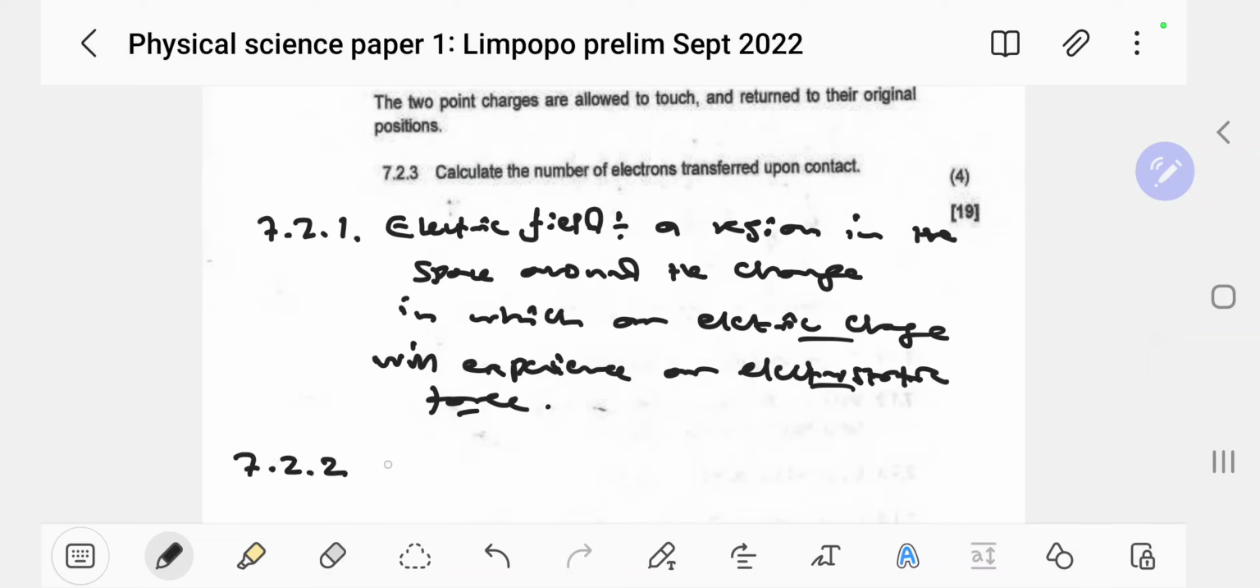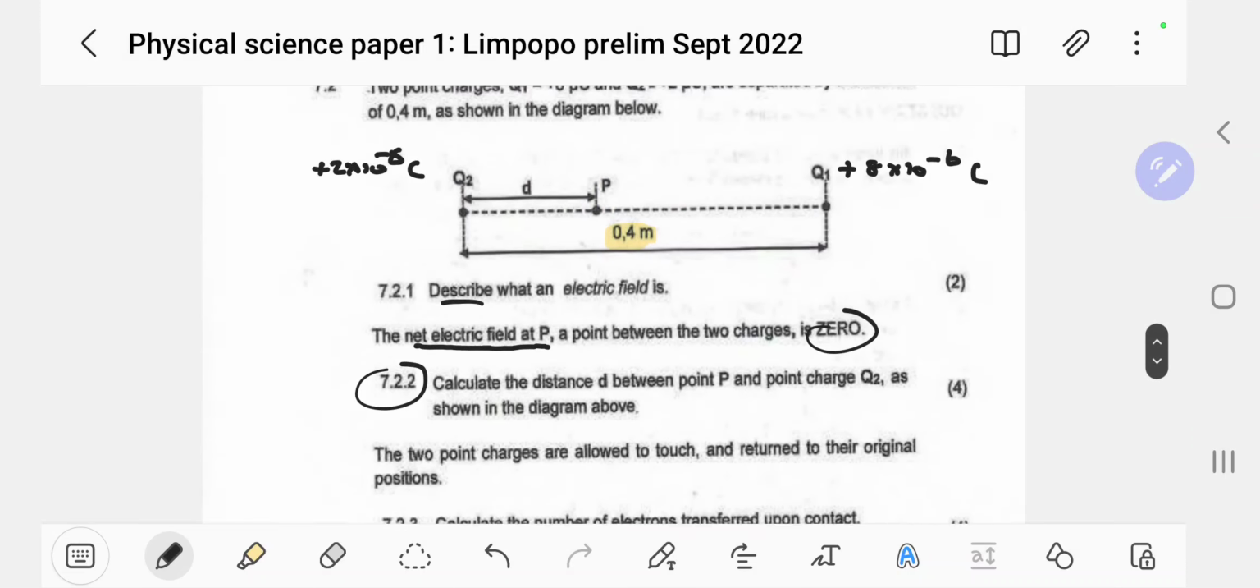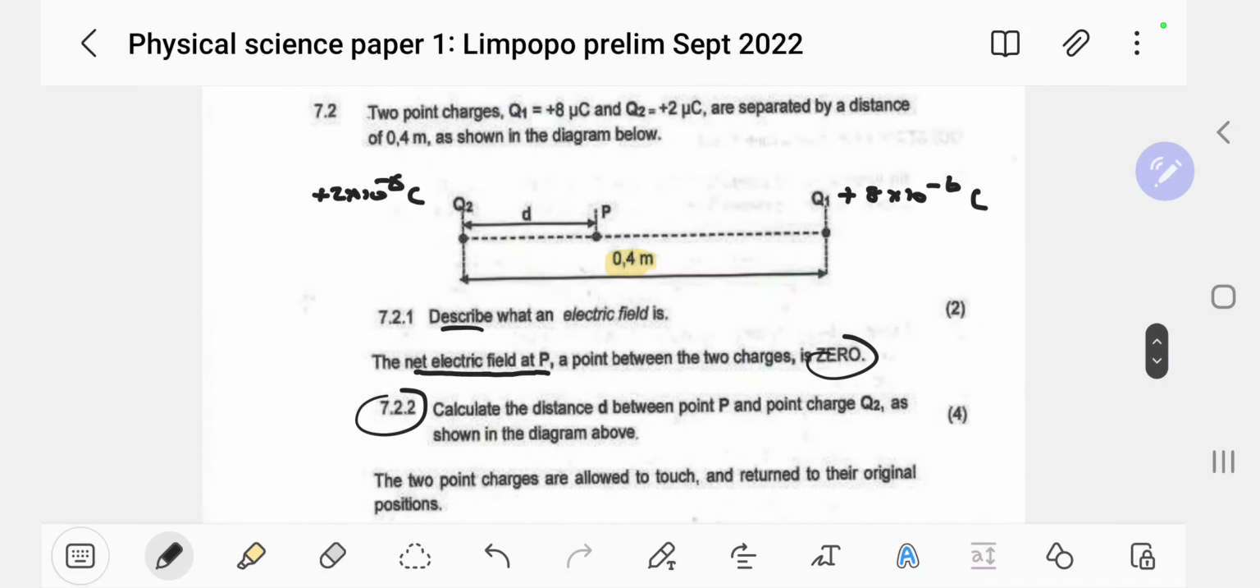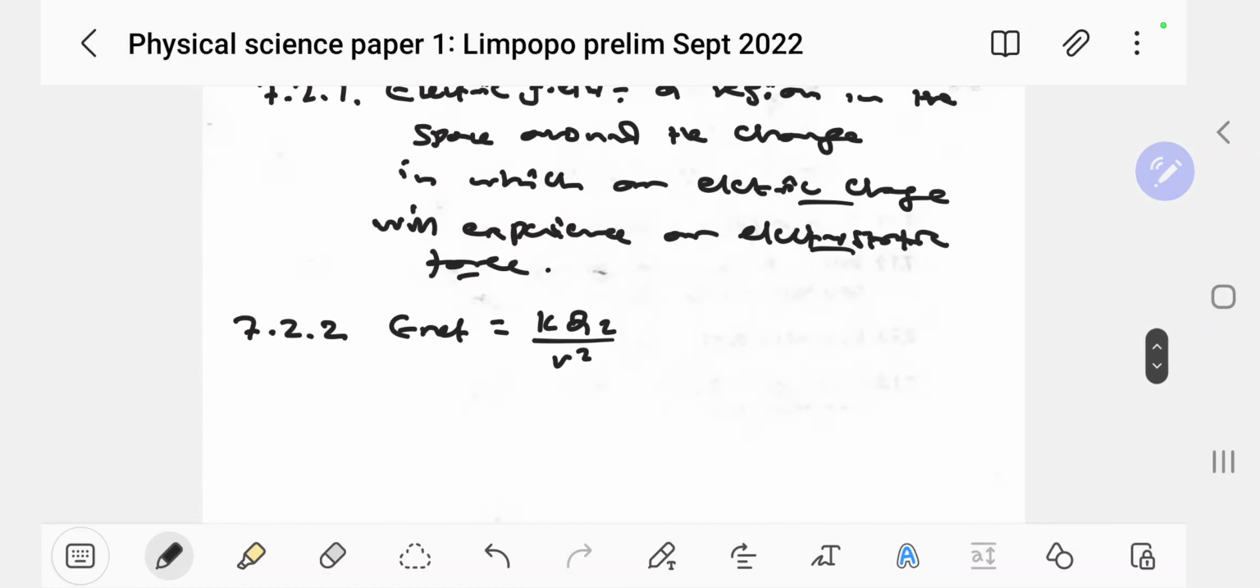7.2.2. So we know that E net is going to be equal to, how do we deal with this one? It's going to be kQ2 over r squared. Remember now, these are vectors, so that one is going that way, the other one is going that way. So they will effectively cancel out. So it's going to be this one minus kQ1 over r squared. That is the essence of the story here.